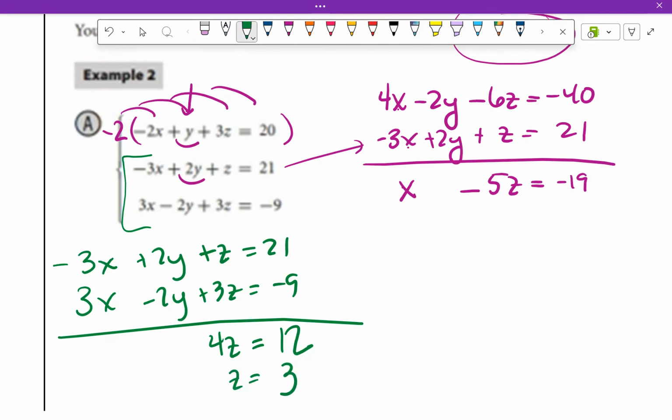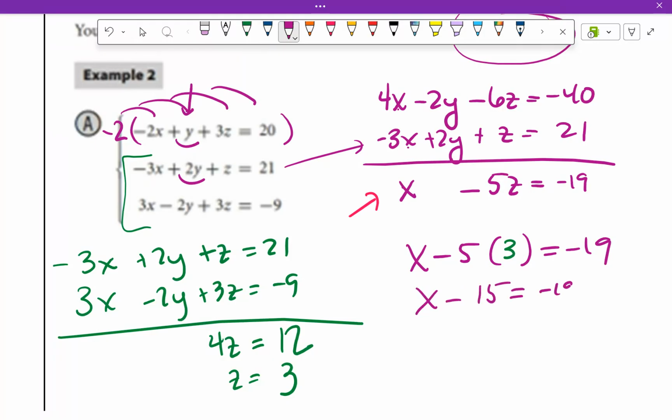So I get 3. Now I already have z solved, so I'm going to go ahead and take z in this case and substitute it into this purpley equation over here. So we've got x minus 5 times 3, putting my z in there, equals -19. So -5 times 3 is -15 equals -19. I'm going to add 15 to both sides, which means that x is going to equal -19 plus 15, which is -4.